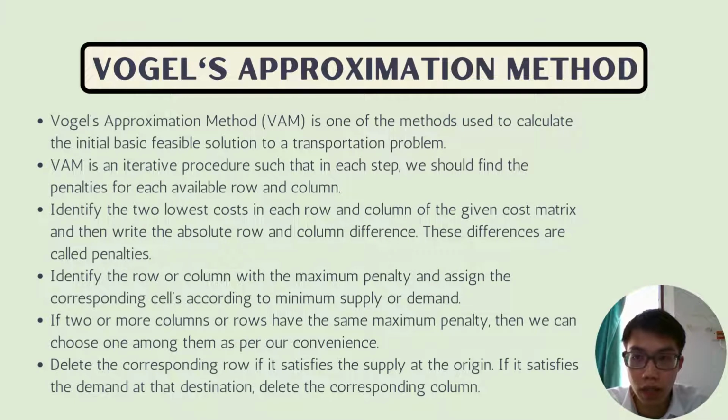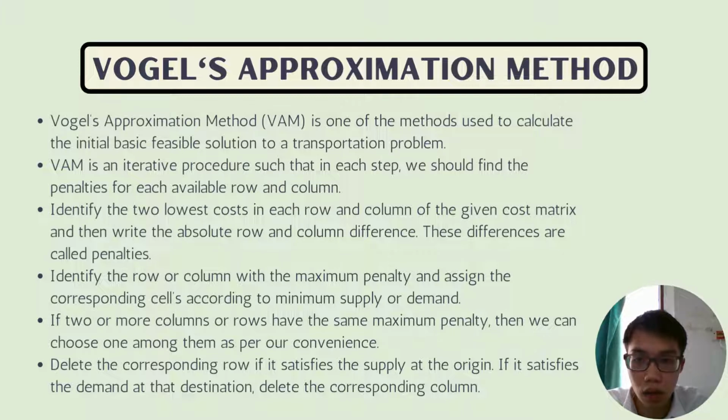Walker's approximation method, WAM, is one of the methods used to calculate the initial basic feasible solution to a transportation problem. WAM is an iterative procedure such that in each step, we should find the penalties for available row and column. Identify the two lowest costs in each row and column of the given cost matrix, and then write the absolute row and column difference. These differences are called penalties.